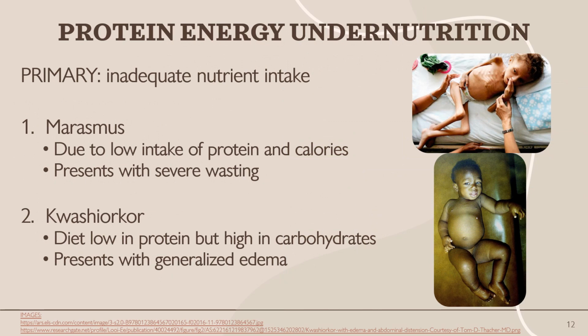Okay, now we go to the different states of malnourishment. So first we have protein energy undernutrition. Okay, so if it's primary, it's basically because of inadequate nutrient intake. So what we mentioned before, we have your marasmus and kwashiorkor. So a patient with marasmus basically has a low intake of protein and calories and presents with severe wasting, as in the picture shown in this slide. Okay, so that's your marasmic patient.